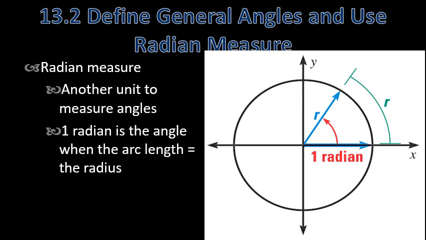So again, 1 radian is when the arc length equals the radius. There are approximately 6 in a full circle. It's technically 2 pi, which is 6.28. Pi, remember, is just a number, 3.14. There are 2 pi radians in a full circle.